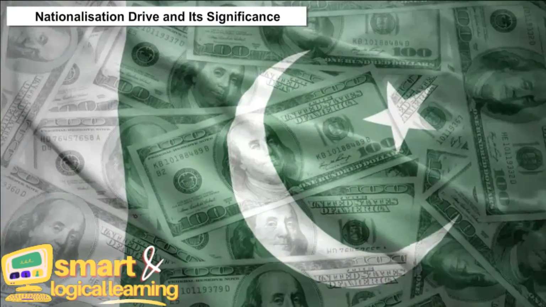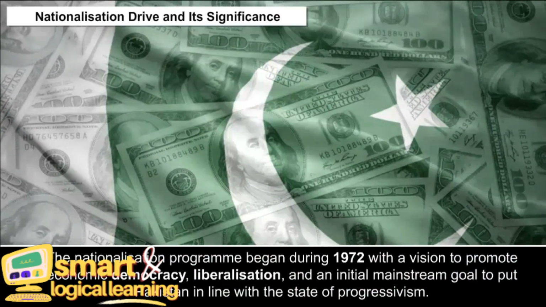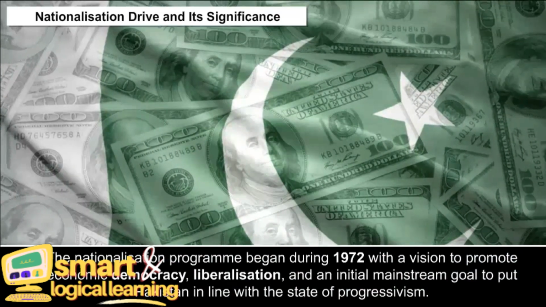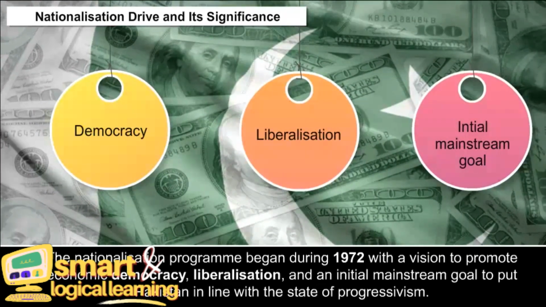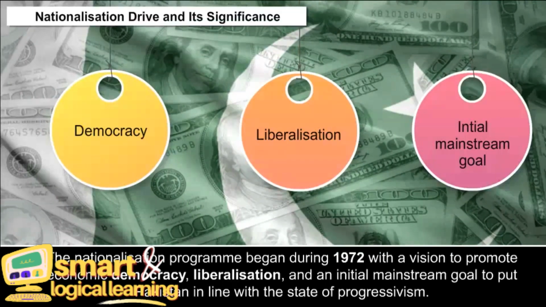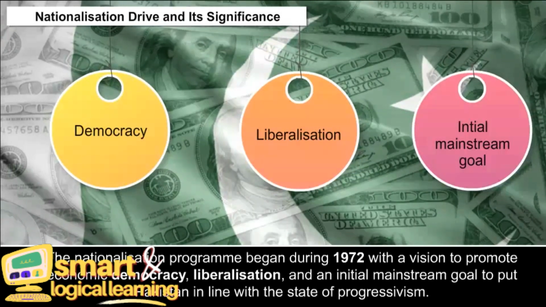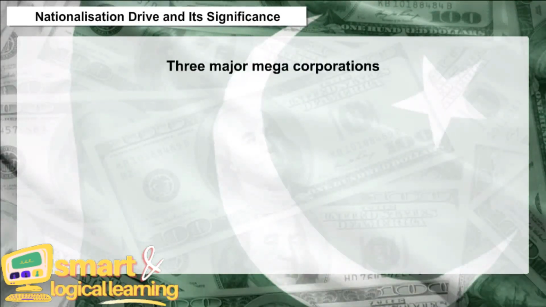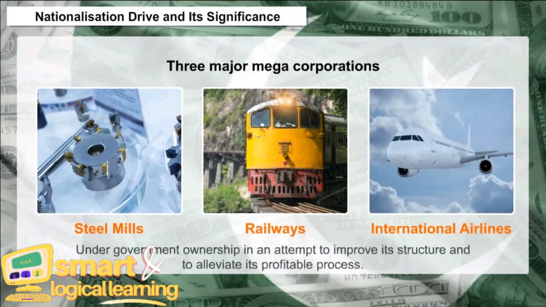Nationalization drive and its significance. The nationalization program began during 1972 with a vision to promote economic democracy, liberalization, and an initial mainstream goal to put Pakistan in line with the state of progressivism. The country activated the program to bring three major mega corporations, steel mills, railways, and international airlines under government ownership in an attempt to improve its structure and to elevate its profitable process.